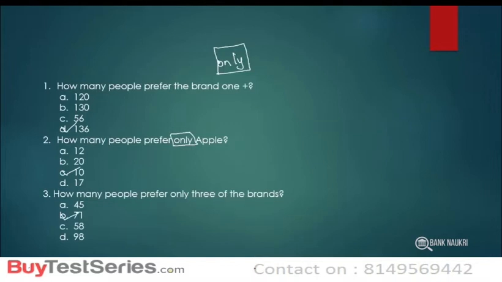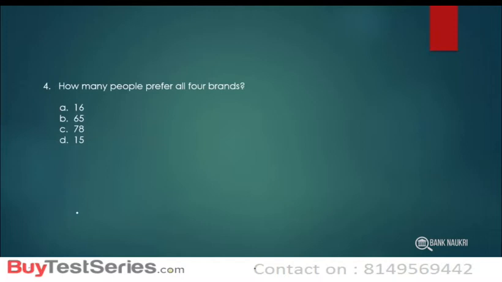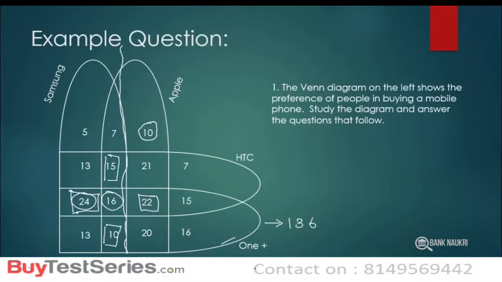Let's go to the fourth question. How many people prefer all the 4 brands? Let's go back to the diagram. We have to find one number that is a part of all 4 diagrams. Samsung is here, so it is supposed to be somewhere around here.